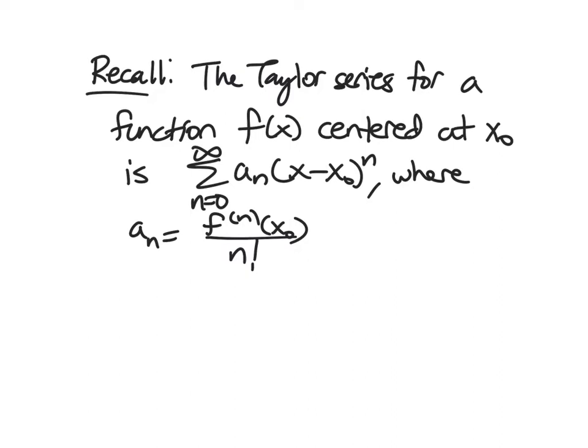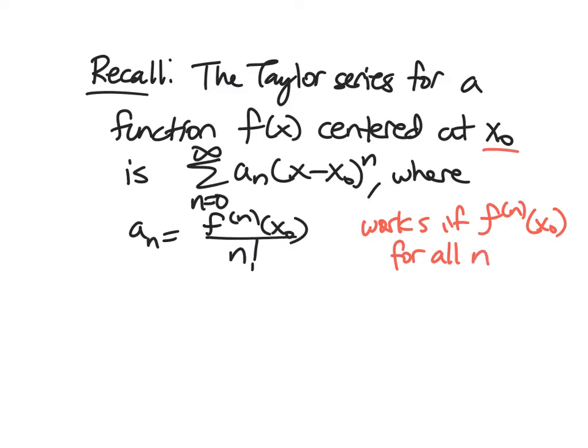So the Taylor series for a function f of x centered at x naught looks like the sum of a_n times (x minus x naught) to the n, where our a_n is exactly the nth derivative at your base point over the corresponding factorial, n factorial. And I just want to be clear here, this only works if the nth derivative exists for all n at your base point.